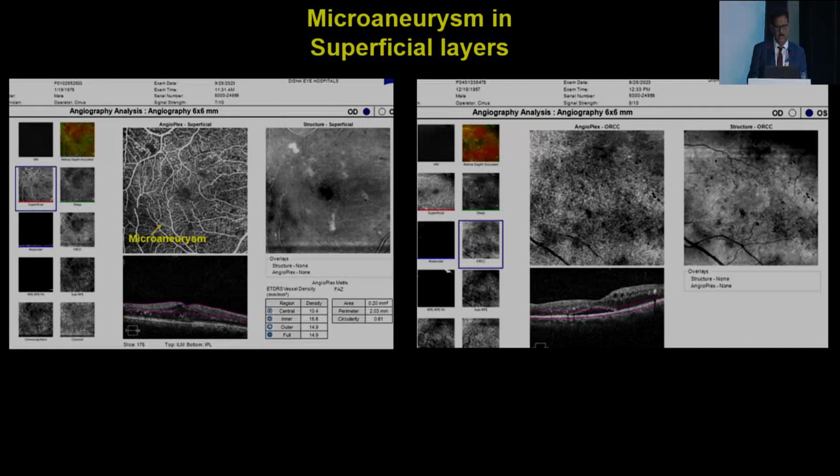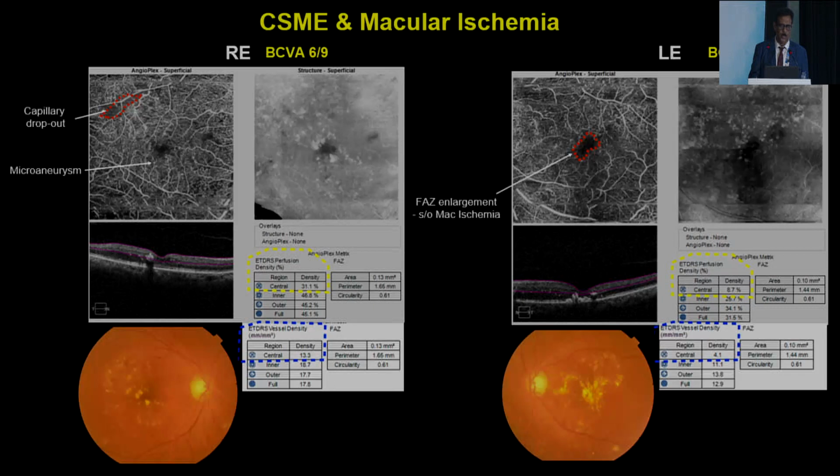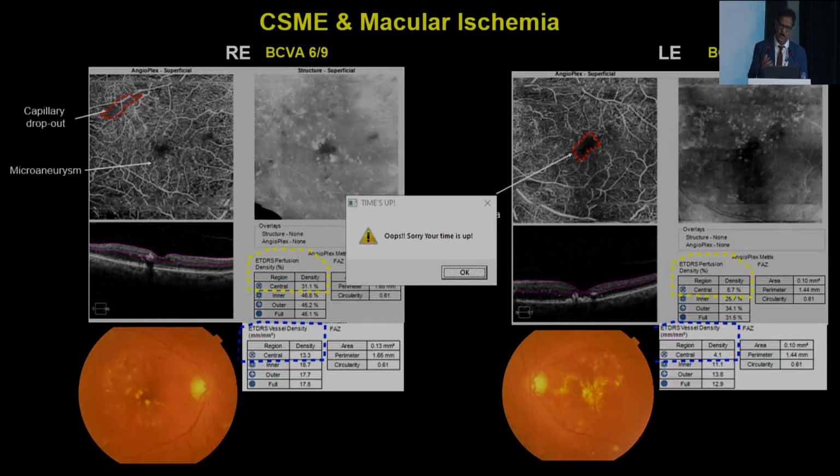Coming to the cases, in this case you will see multiple areas of microaneurysms in the superficial layers, and in another case the patient's right eye vision is 6/9, other eye vision is 6/36. But if you see it carefully, there is enlargement of the foveal avascular zone in the left eye, as well as reduced capillary perfusion density. In the right eye it was 31%, in the left eye it was 8.7%. Right eye vessel density was 13.9%, in the left eye the density was 4.1. So that means there is definite evidence of macular ischemia in the left eye.